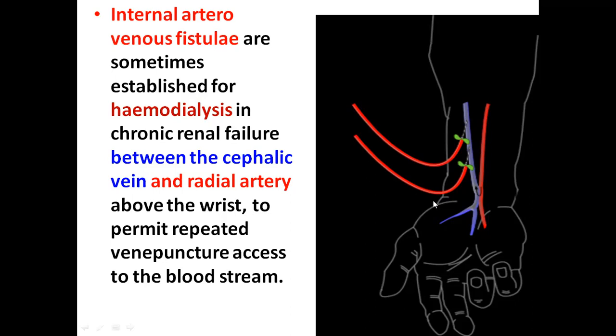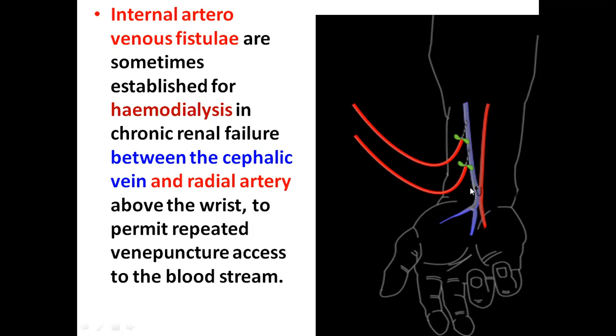The vein of choice here is the cephalic vein, because, you can see, it is towards the thumb. So this is the cephalic vein, and the artery of choice is quite adjacent to that. What artery do we have? Just remember the anatomical snuff box. Whatever structures you find there, we join them, cephalic vein and radial artery above the wrist, to permit repeated venipuncture access to the bloodstream.